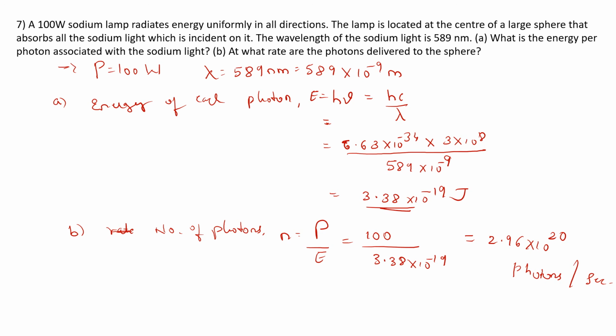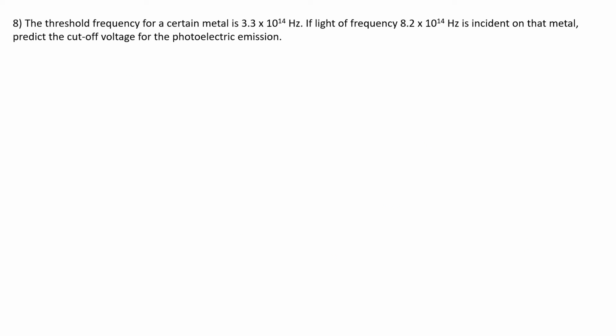Okay, next question. The threshold frequency of a certain metal is 3.3 into 10 to the power 14 hertz. If light of frequency 8.2 into 10 to the power 14 hertz is incident on that metal, predict the cutoff voltage for the photoelectric emission. Okay, we have to find the cutoff voltage here.